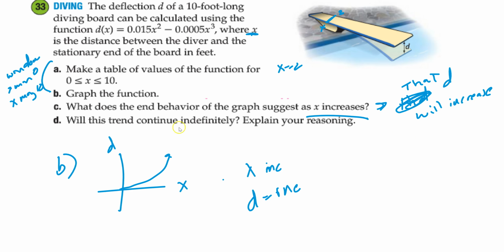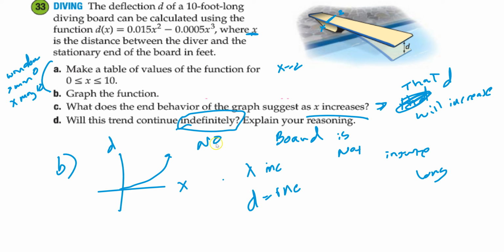Okay, will this trend continue indefinitely? Anytime they ask you this question, 99% of the time it's going to be no. Explain your reasoning. Well, there's only so much the board could flex. Like, d can't be 200 feet. The board's only 10 feet long, so the max it could be is probably something under 10. So the board is not infinitely long. Anytime I ask you, does this trend continue indefinitely, most of the time the answer is no. Look at the problem, see what's going on, but most of the time it'll be no.